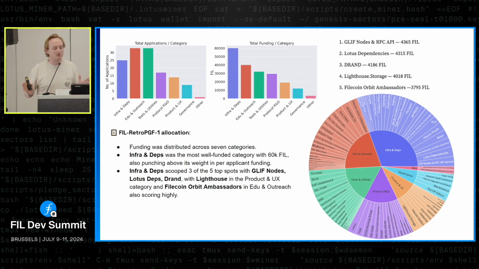In terms of the different categories, there were 7 categories in the project. Infra and dependencies did the best in terms of getting the largest amount of funding. And if you look at funding per number of applications submitted in the category, infra and deps especially punches above its weight. I think 3 of the top 5 were also from infra and deps, so Glyph nodes, Lotus dependencies, and DRAND. We also had Lighthouse, who did really well in the product and UX category, and Filecoin Orbit and ambassadors in education and outreach.